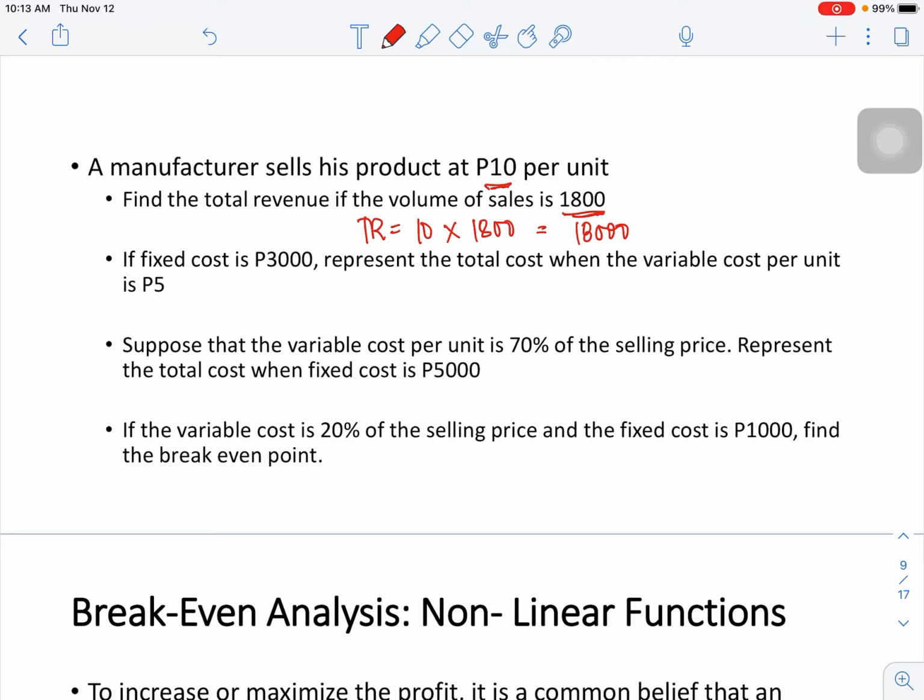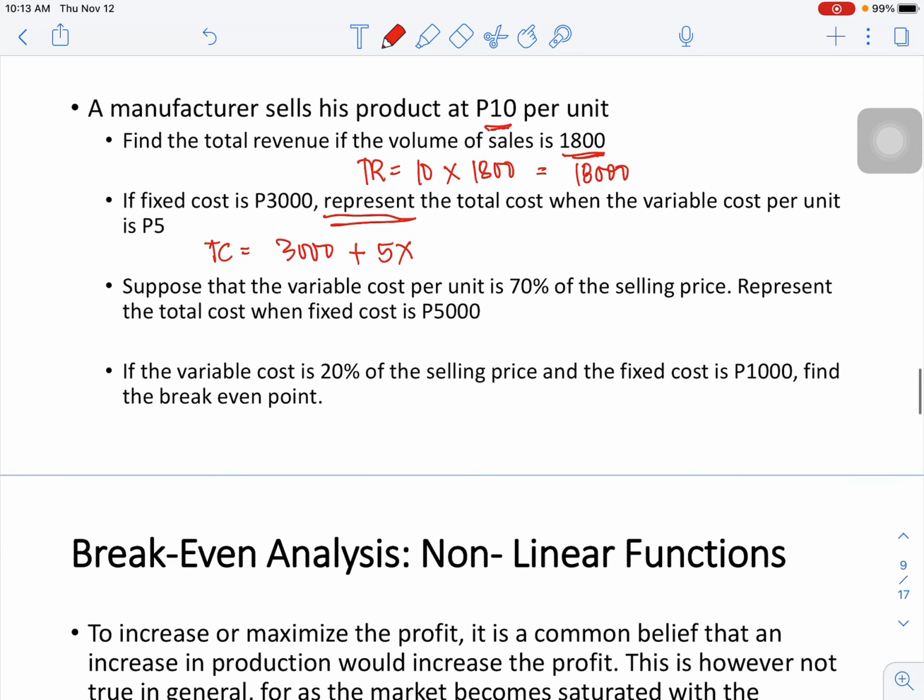Next, if fixed cost is 3,000, represent the total cost when the variable cost per unit is 5. We just need to represent the total cost. So TC is equal to 3,000 plus 5x. Next, suppose that the variable cost per unit is 70% of the selling price. Represent the total cost when fixed cost is 5,000. 70% of the selling price, which is 10 pesos, is 7 pesos. So our total cost is equal to the fixed cost of 5,000 plus 7x.